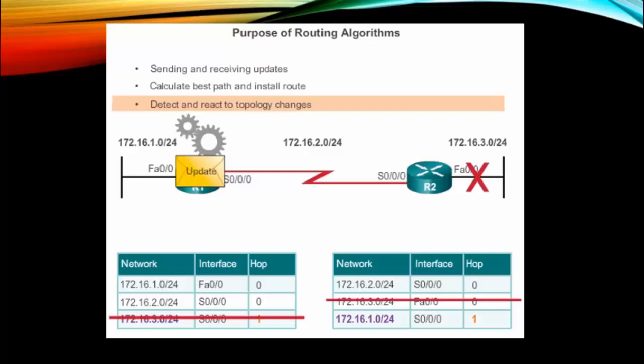Here, we can see the purpose of the routing algorithms, which are sending and receiving updates, calculating the best path and installing the route, and detecting and reacting to topology changes.